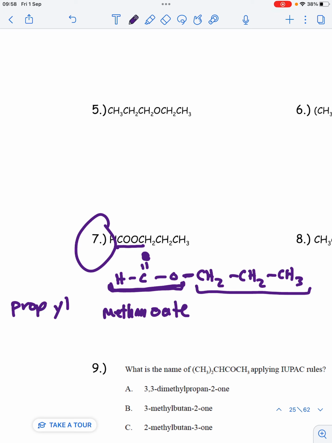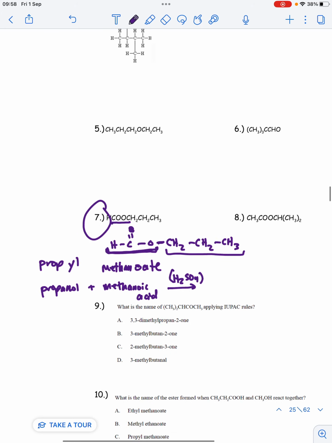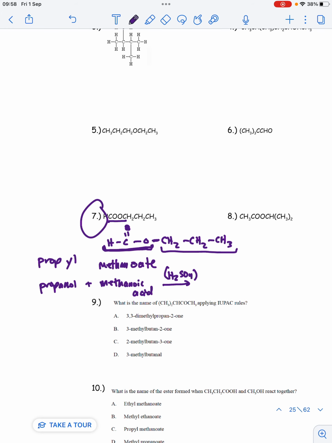If we're thinking backwards, what created this, that means that what reacted was propanol, propan-1-ol to be more specific, and methanoic acid. Now that wasn't asked here, but just to add a little extra question. Propanol and methanoic acid would have reacted using an H2SO4 catalyst, and this would be an esterification or condensation reaction. We would make the ester above plus water as a byproduct.